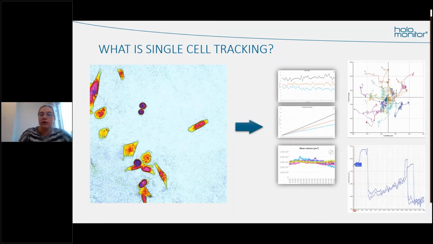Another example is in the bottom plot, and that shows how cell volume has changed for one cell family. The sharp dips in the curve represent cell divisions. The examples shown here are all outputs from the HoloMonitor system, which gives you data on both population and single cell level.